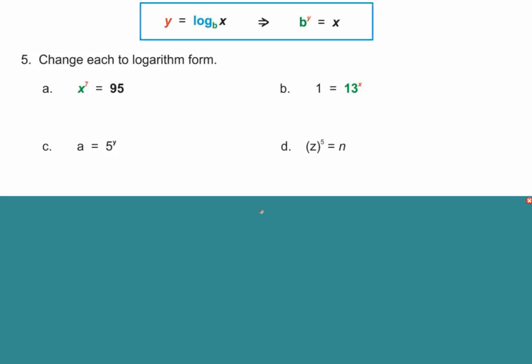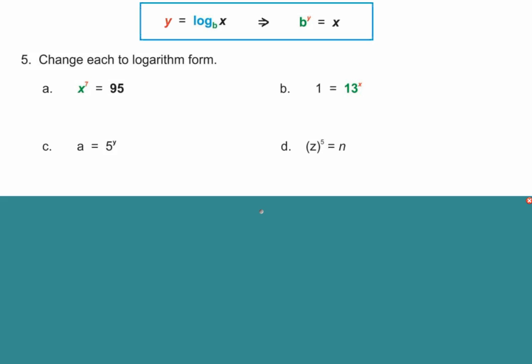Logarithms are exponents. You have to be able to switch between the forms. So we just went from logarithmic form to exponent form. Let's go back the other way now. Let's go from exponent form to logarithmic form.